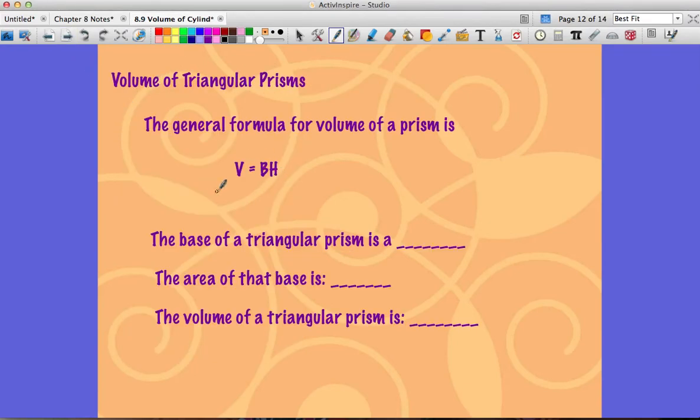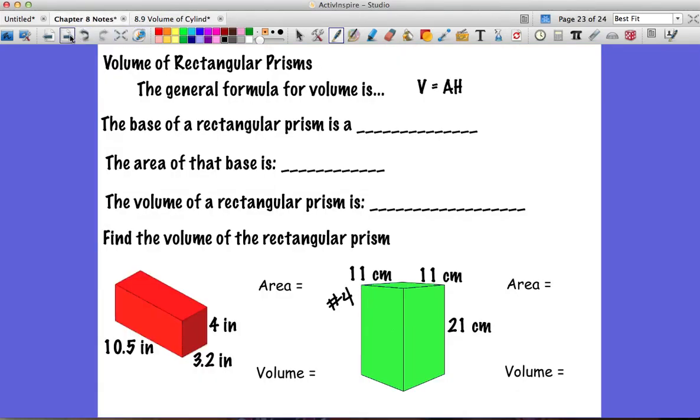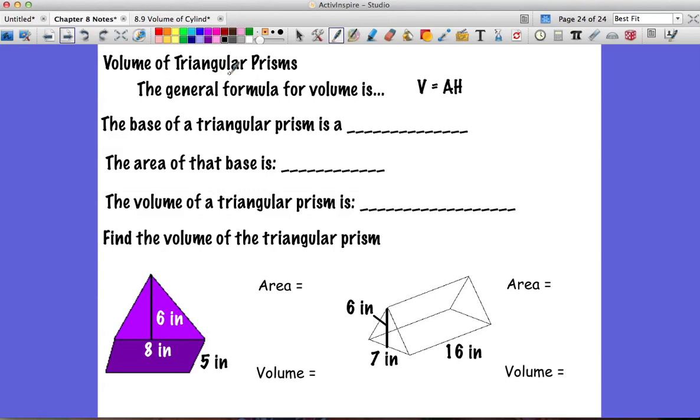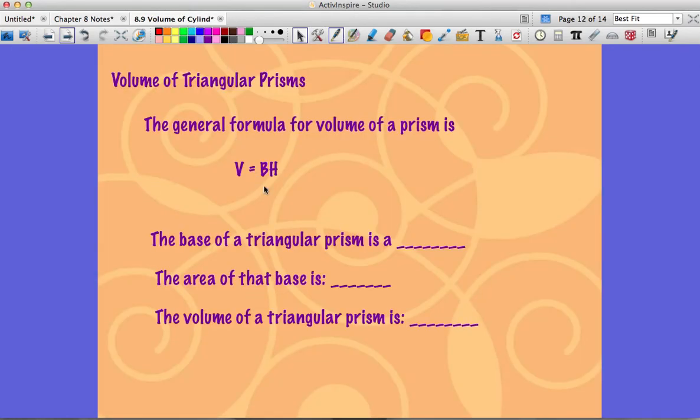And then the last prisms we're going to talk about are triangular prisms. In your notes, there was a typo. It says volume of rectangular prisms again. Please make sure to cross this out and put triangular prisms. Okay. It also has this listed here again for you as a reminder. So always make sure you go back and check that general reminder.